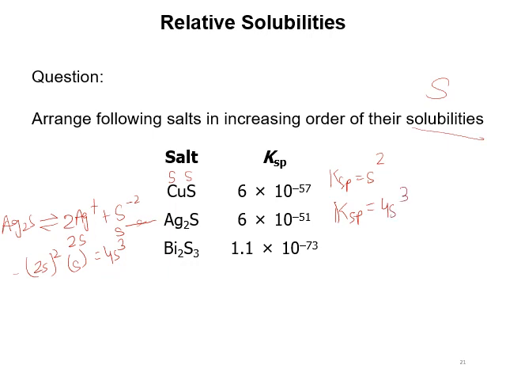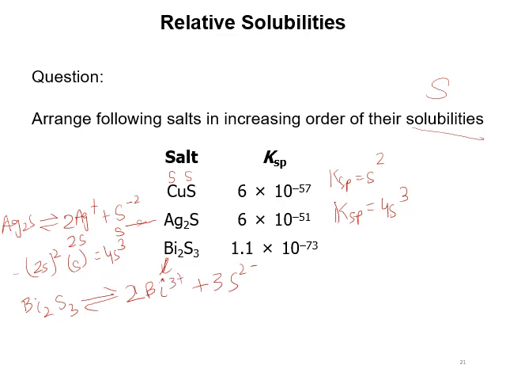Let's try to do the same for this particular salt. So I have bismuth sulfide, which will dissociate to give 2 bismuth ions, right? And 3 sulfide ions, right?